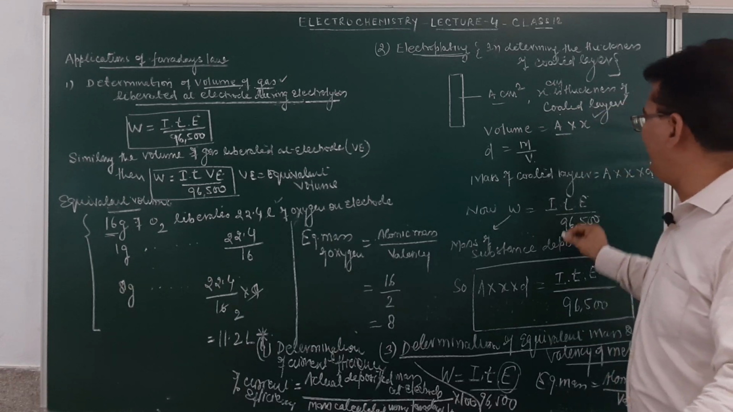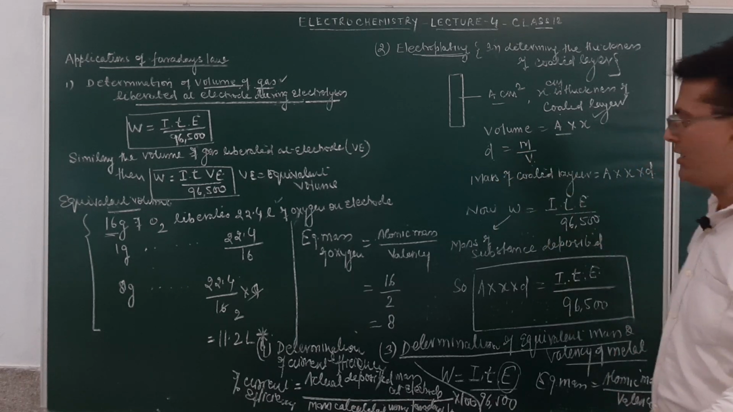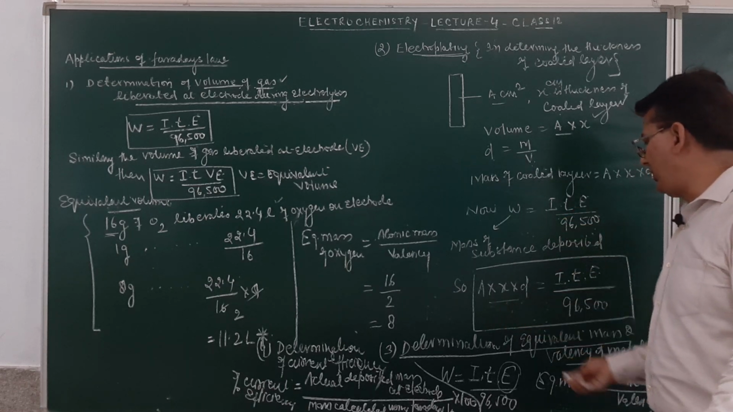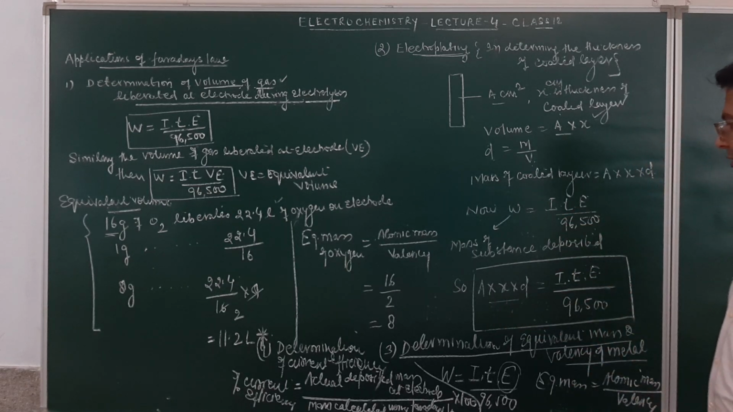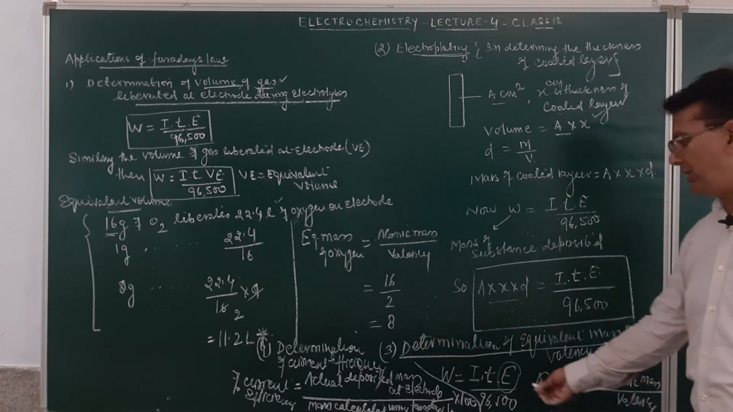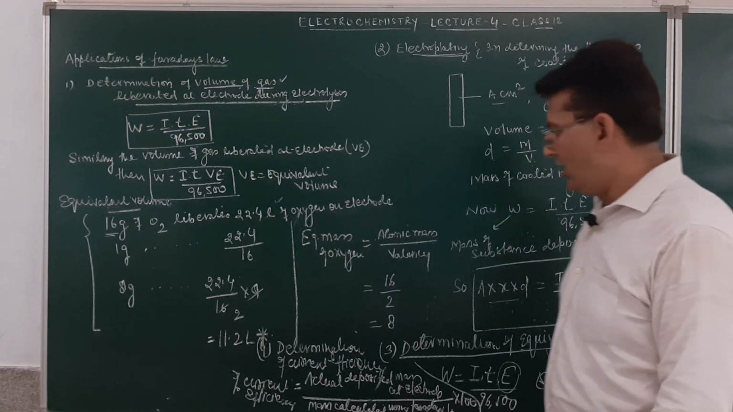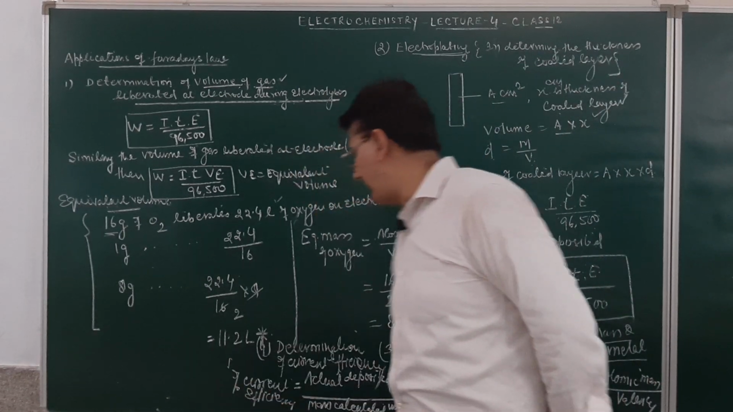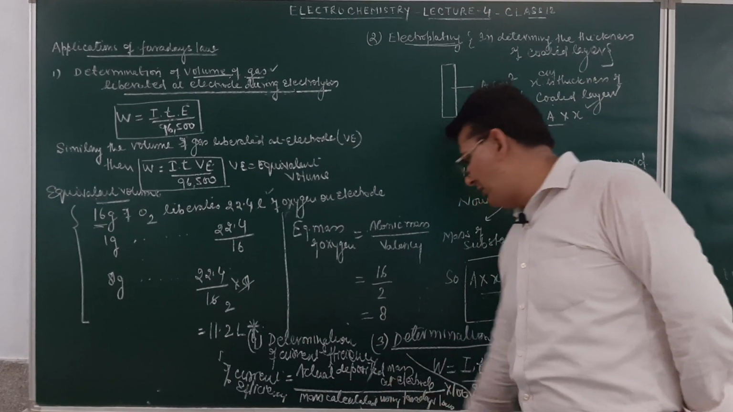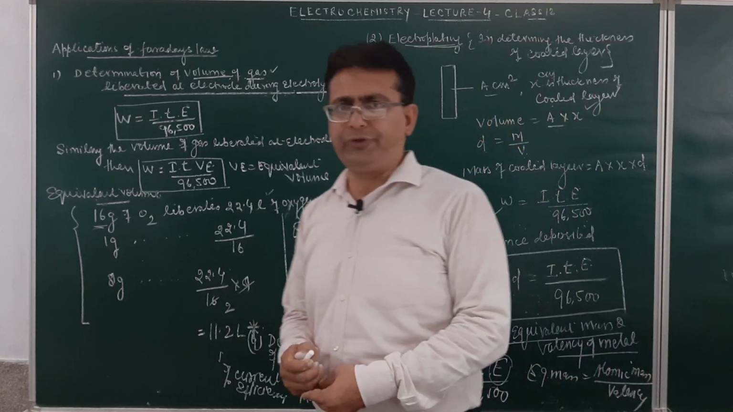Now, suppose the density is D. So the mass of the substance deposited will be D into V. Using this, it will be A into x into D equal to I into T into E upon 96,500 coulomb. It also helps in determining the equivalent mass and the valency of a substance. It also helps in determining the percentage current efficiency, which is the actual deposited mass at the electrode upon the mass calculated using Faraday's law, into 100.